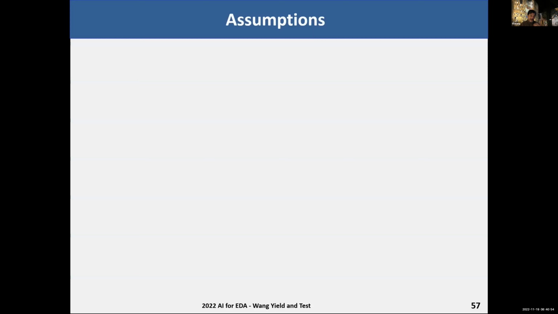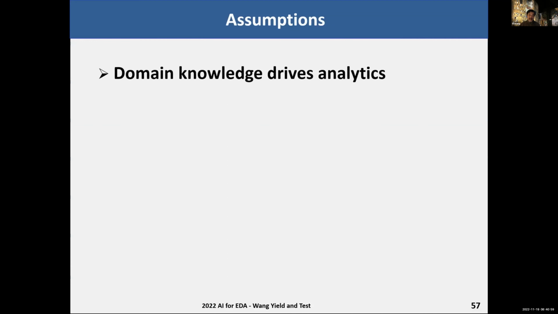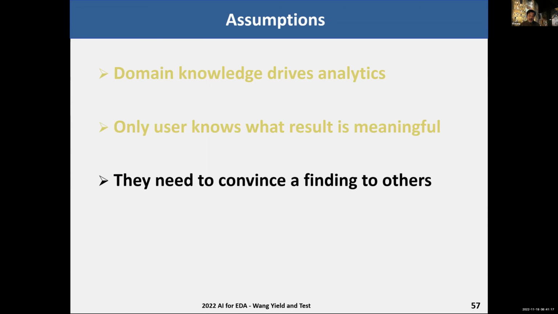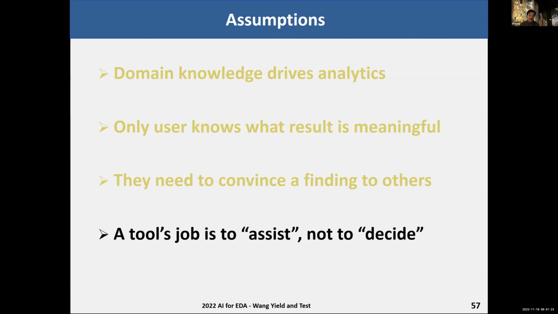Let me first give you some assumptions we're making in our describable analytics approach. First, we assume the analytic has to be driven by domain knowledge. Then we assume only the user knows what result ultimately makes sense or is meaningful to them. A tool can make suggestions, but cannot say for sure it is meaningful. We assume that in order to take action on an analytic finding, a user needs to convince others as well. Given all these assumptions, we see that a tool's job is to assist or inform the user about what happened in the data, for them to understand the data, rather than decide if an analytic finding is meaningful for them or not.